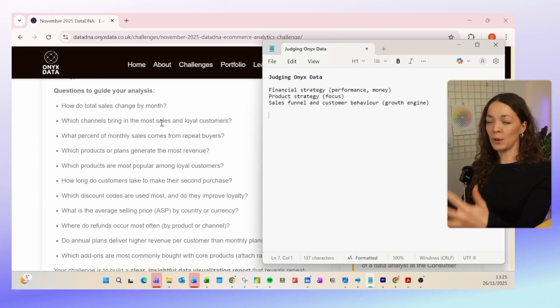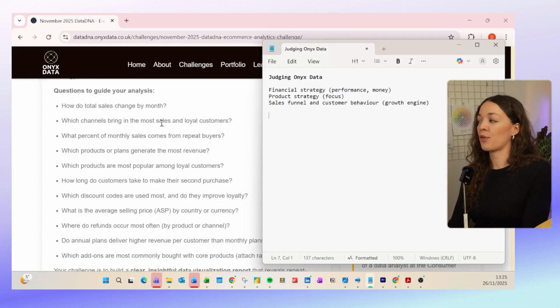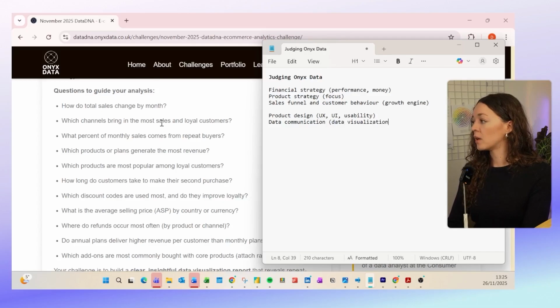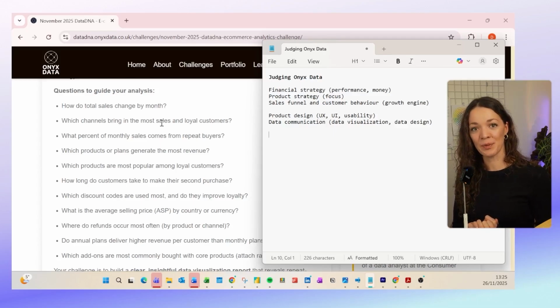So I'm going to look for the answers to the why behind these three themes. And apart from that, I will look at product design. That means user experience, user interface, usability. And I'm going to look at data communication, which is data visualization, data design. Okay, so that's what we're going to look at. Now, let's start with the judging process.